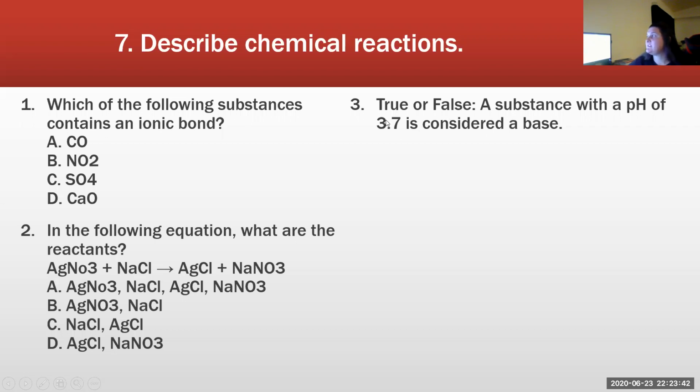True or false, a substance with a pH of 3.7 is considered a base. And that is false. All acids have a pH that's less than 7. So 7 or below is considered an acid, and a substance with a pH greater than 7 is a base. So this would be true if it was 13.7, but it's not. It's 3.7. So that's going to be considered an acid, not a base.